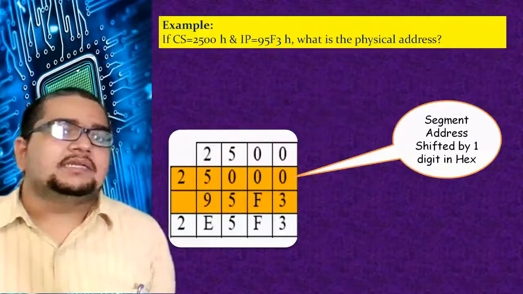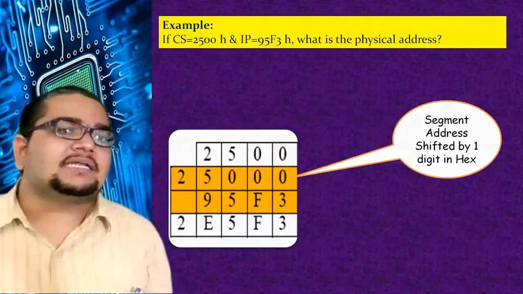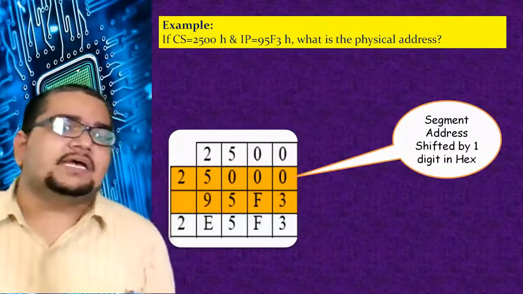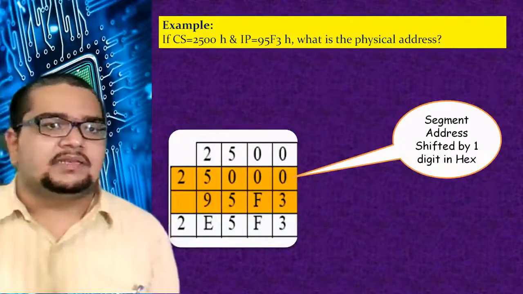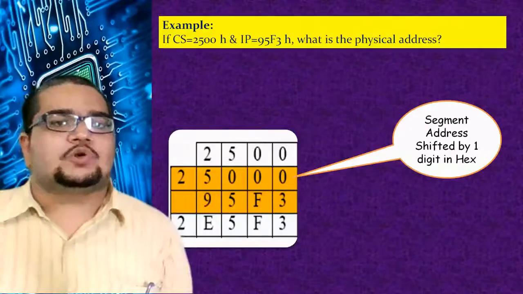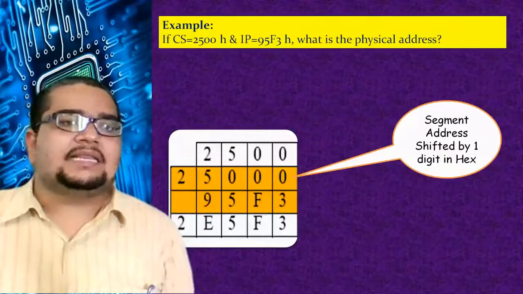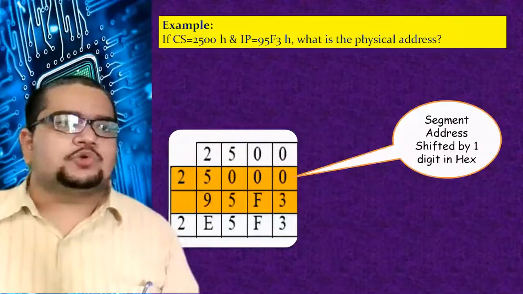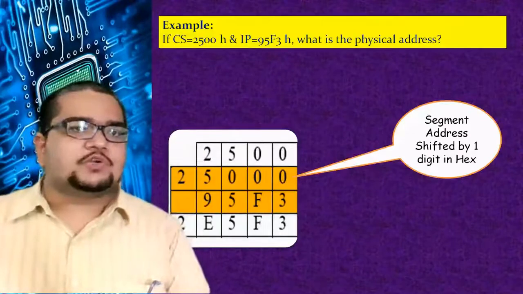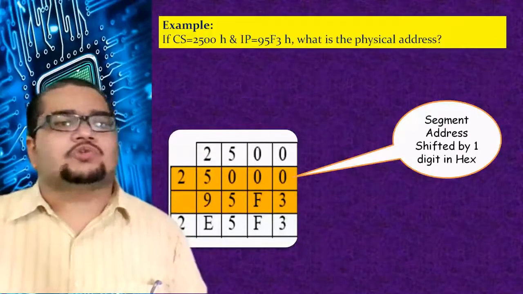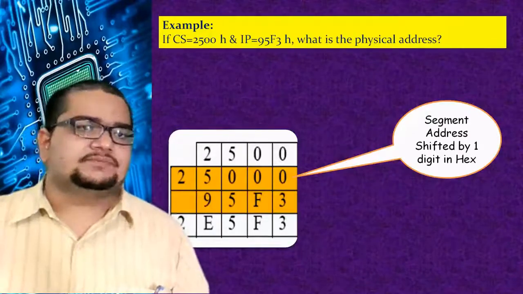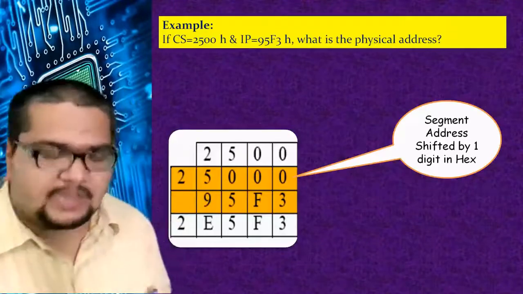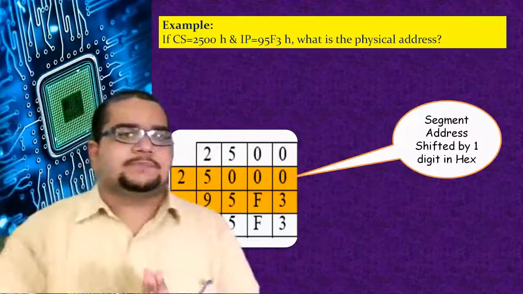Next, I have multiplied that 2500 hexadecimal with 10 hexadecimal. Basically, when you do this, your number will shift by one digit to the left side. Now here I can give you an example of how this works.